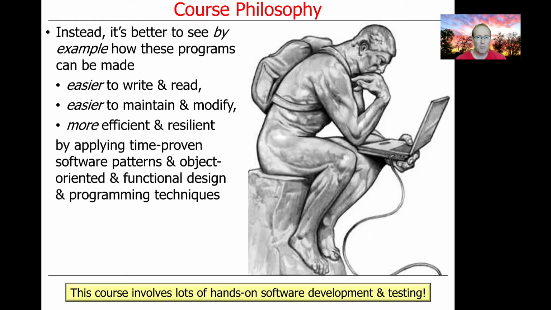So what we're going to be doing here is we're going to see a lot of examples of how to write parallel functional programs using Java on Android. And the goal is to be able to learn how to make the programs easier to read and write, easier to maintain and modify, and also, of course, because it wouldn't make any sense otherwise, more efficient and resilient. And the way we're going to do this is by applying time-proven patterns and object-oriented and functional design and programming techniques. So this course has lots and lots of hands-on programming.